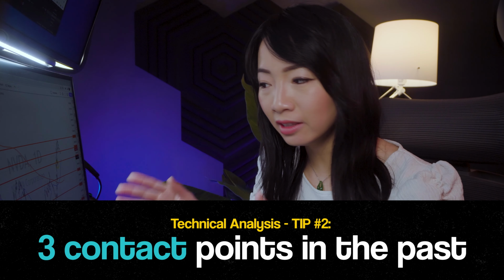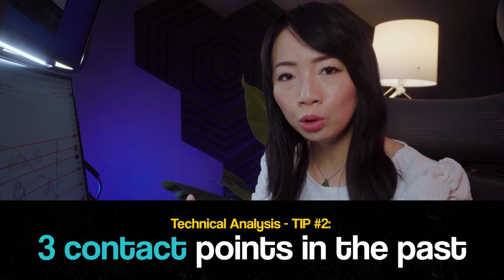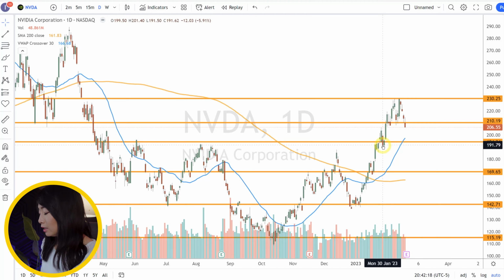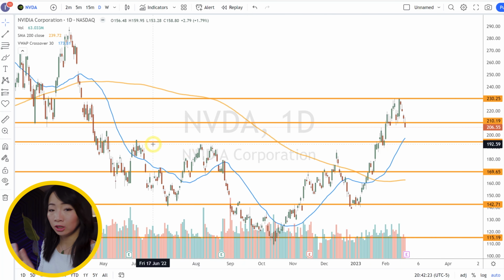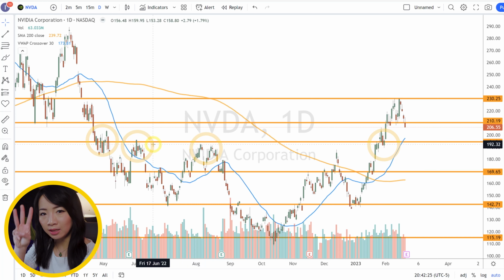Tip number 2, you want to look for areas where the stock had contact points of at least 2 or 3 more times in the past before. The more the merrier. That's the reason you can see on our charts, all the levels that we've drawn, it's touched the stock at least 3 times.